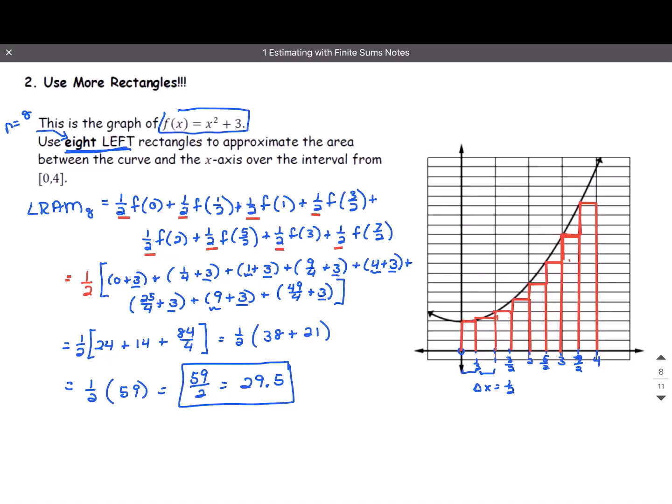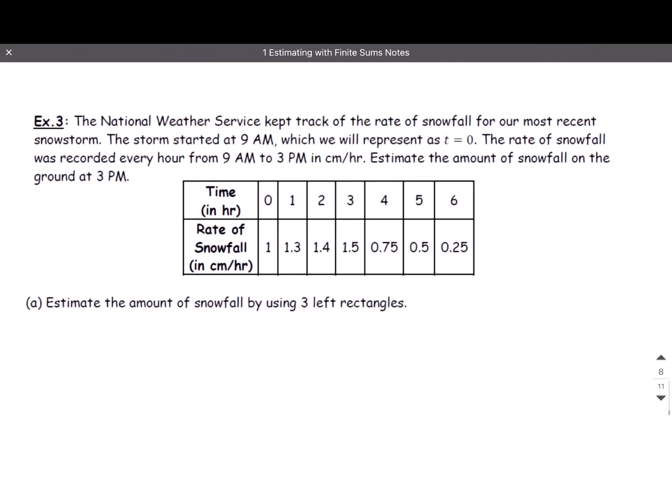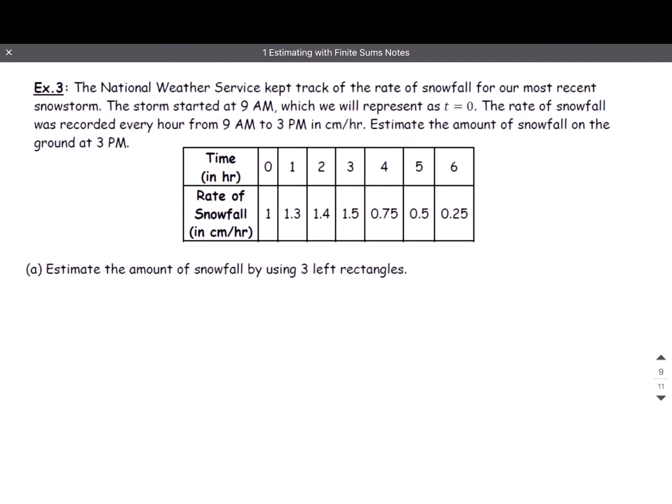Okay, one more problem that's not a graph. So here's a numerical problem. The National Weather Service kept track of the rate of snowfall for our most recent snowstorm. The snowstorm started at 9 a.m., which we will represent as 0. So this is 9 a.m. The rate of snowfall was recorded every hour from 9 a.m. to 3 p.m.